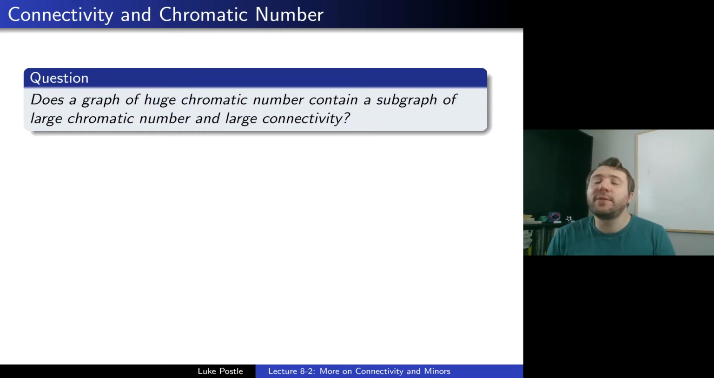Now, let me do another question that also kind of goes in this line and has history. So we've determined that average degree forces large complete minors, large complete subdivisions, large connected subgraphs. You can actually ask about chromatic number. So does a graph of huge chromatic number contain a subgraph of large chromatic number and large connectivity? Obviously it contains one of large chromatic number because it's already huge. It also contains one of large connectivity because it would have high average degree, and so then it would have large connectivity by Mader's theorem, but can we get both at the same time?